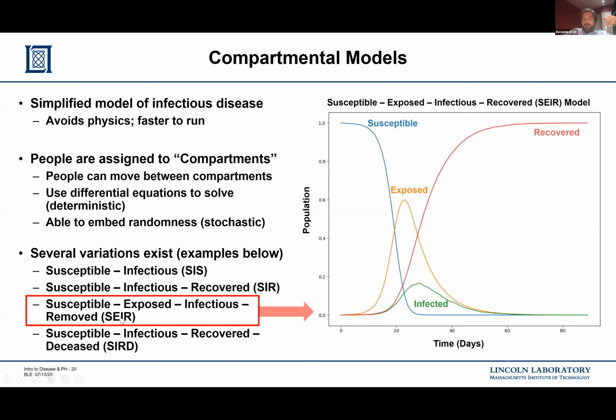SEIR model. So you would be either in a susceptible compartment, exposed, infectious, or removed. Removed being dead or recovered. And so this is a simple model where you see people moving from susceptible on the curve. Some go into exposed. You go from exposed to infected, infected to recovered. And in this case, you have a small enough population, everyone essentially goes from susceptible to recovered.